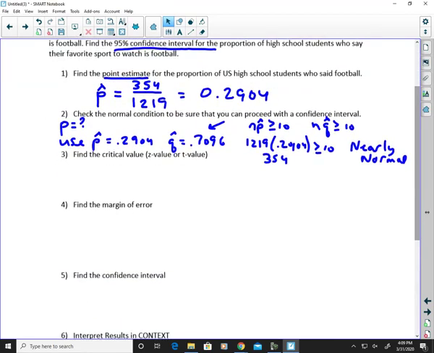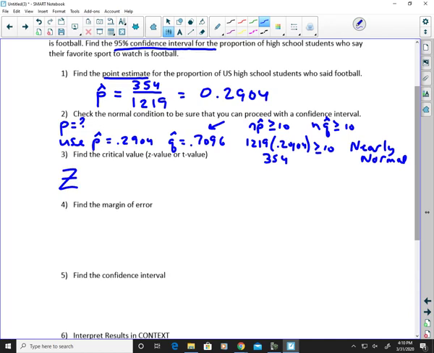Now, if that was not nearly normal, you could stop right now, or you could try to solve it using Chapter 4 binomials, but if it was not nearly normal, you could stop, at least for doing a confidence interval.